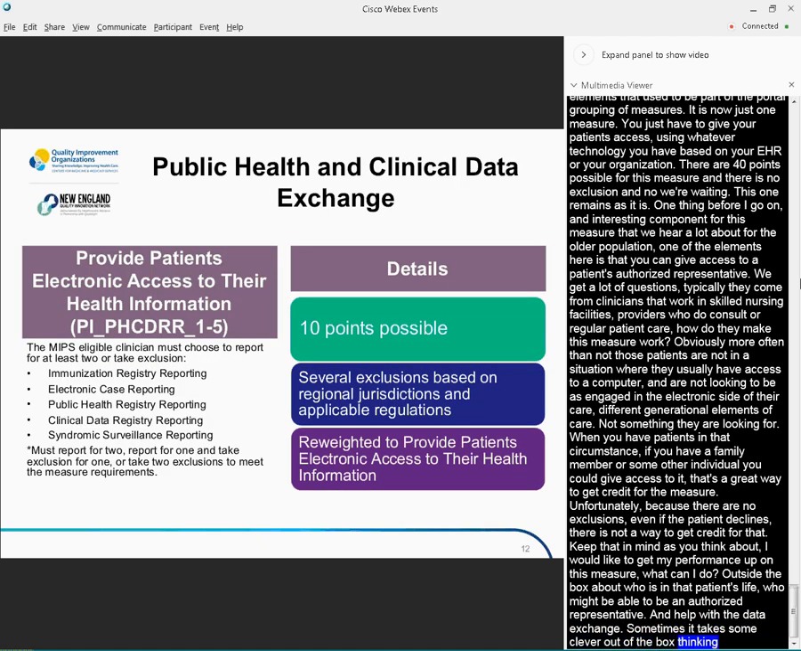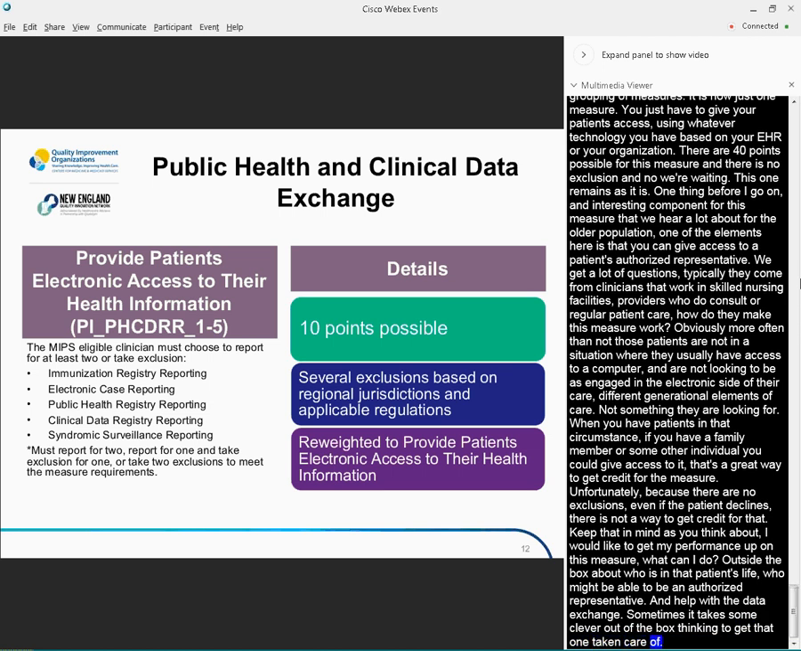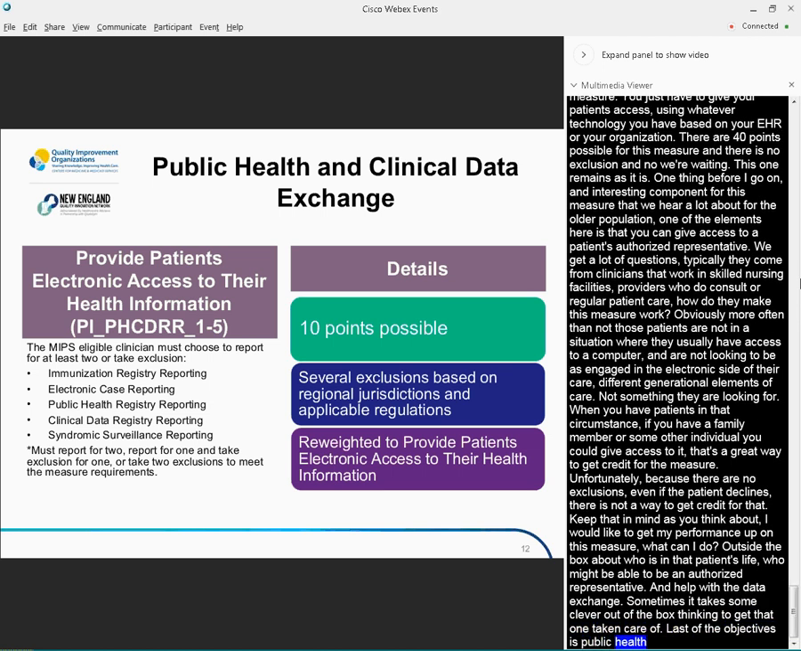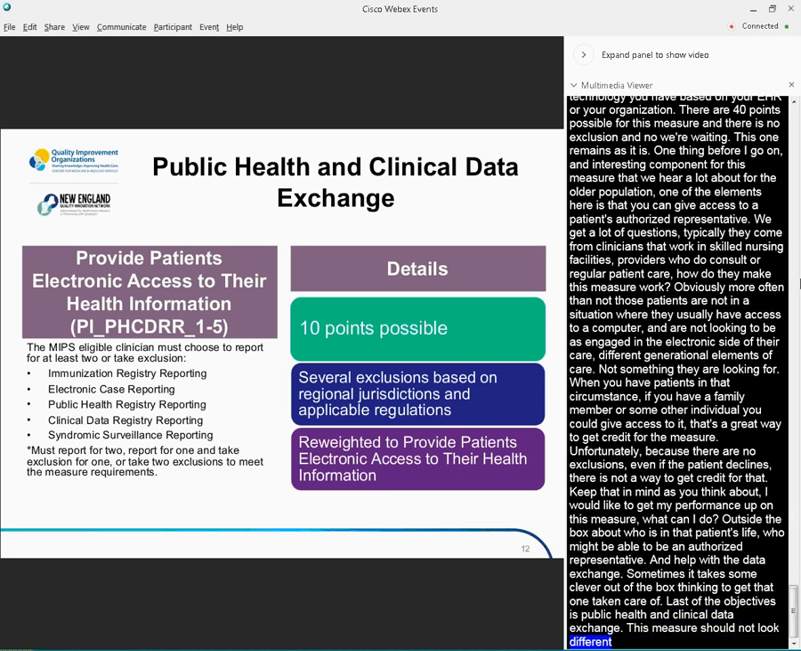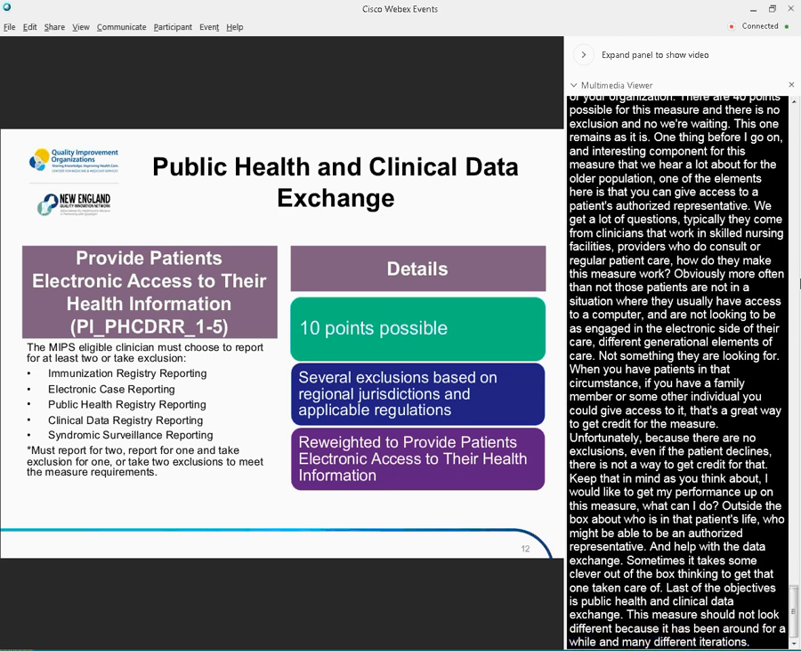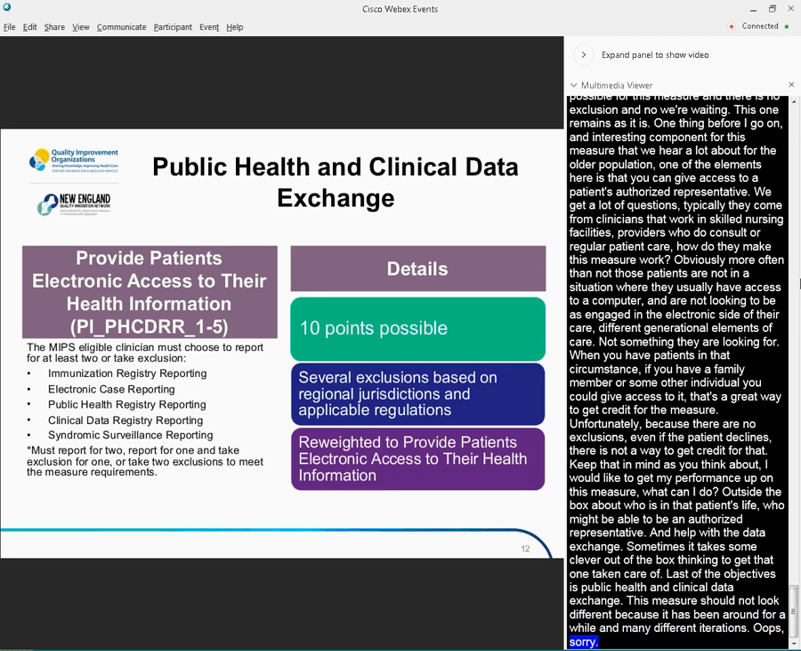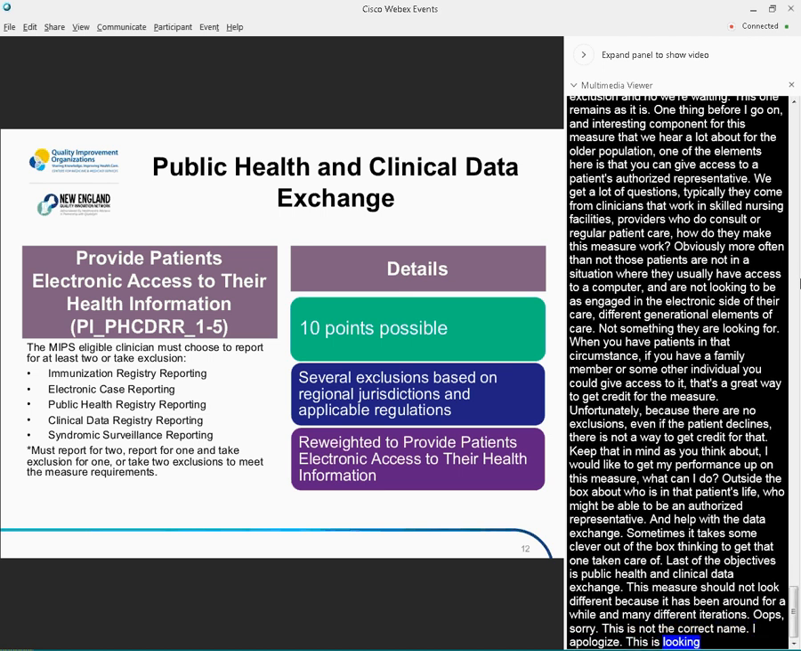The last of the objectives is public health and clinical data exchange. Again, this measure should not look different because it's been around for a while in many different iterations. So provide patients, that is the same name as the other one. This is not the correct name. I apologize, I got carried over incorrectly. It's exactly the same name, so Public Health and Clinical Data Exchange.